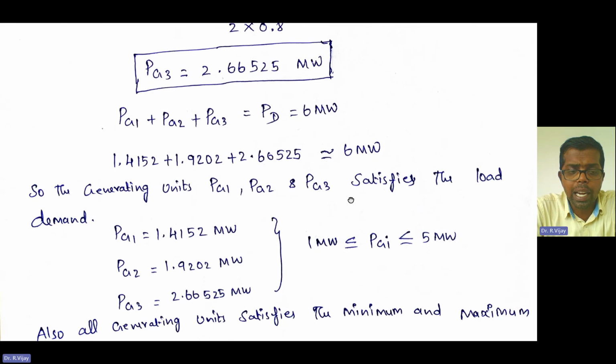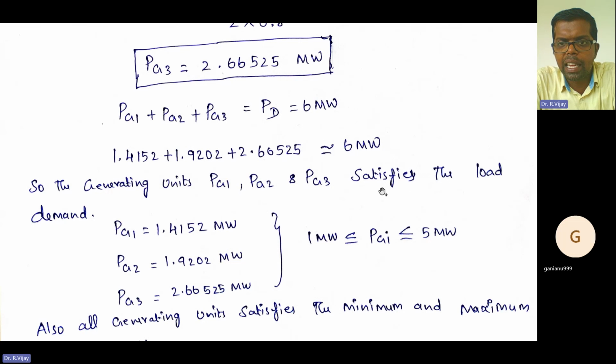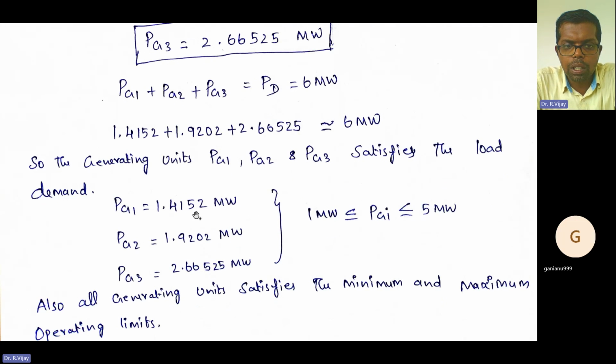So you need to write the conclusion also to get the full marks. Somehow, if it is asked as a 5 mark or 10 mark question, you need to write up to this. If you just stop, you don't get full marks; they will reduce 1 or 2 marks. So here you need to write the conclusion. Generating units PG1, PG2 and PG3 satisfy the load demand or power demand. And whatever values you got, you need to write, and the minimum and maximum operating constraints also you need to write.